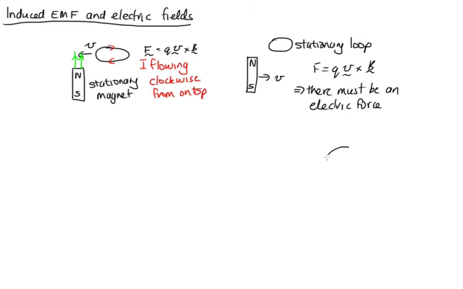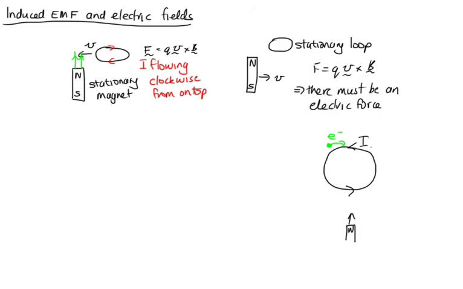Okay, so let's consider another loop here. What we're going to do now is move a north pole towards this loop. As we move the north pole towards the loop, we're going to generate a north pole in this loop, coming out of the loop, to try and oppose this motion. And so in that case, we'll have the current flowing this way around the loop, and we can picture the electrons moving around the loop this way.